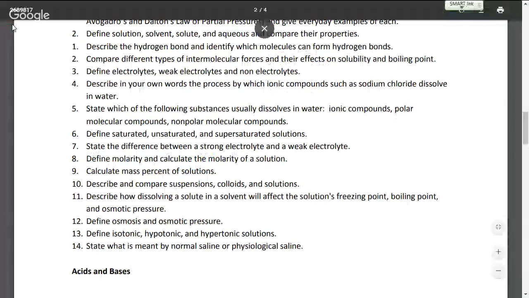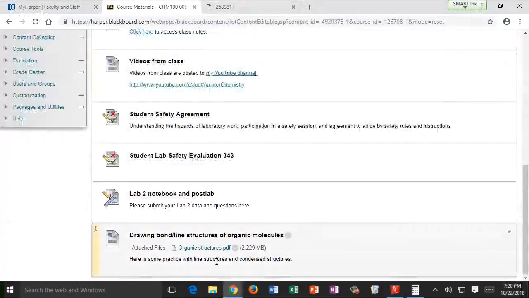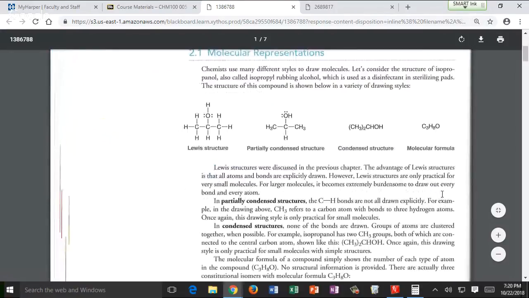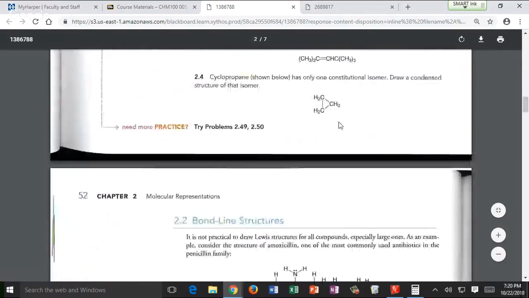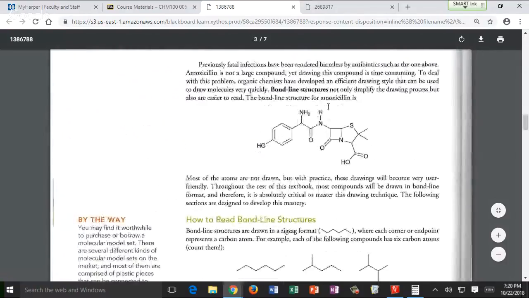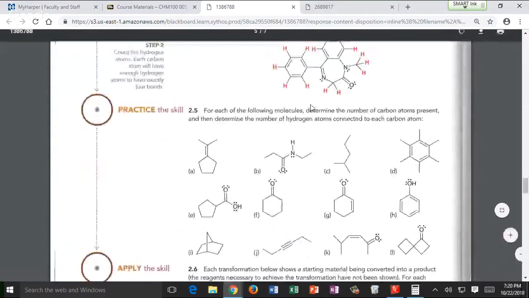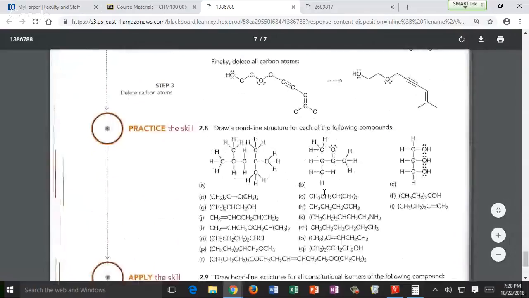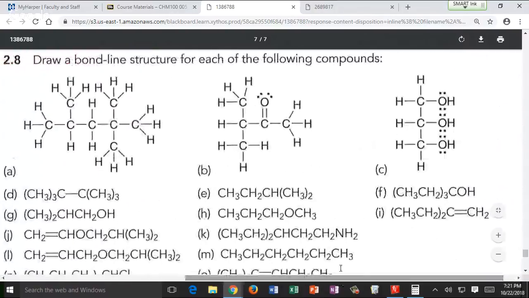By the way, if you want more practice with this kind of stuff, I put some in the notes folder, or the course materials folder. I didn't think our book did a great job of having enough practice with drawing these types of structures. So I scanned in this chapter of a different book that is a lot more obvious and descriptive about it, and has a lot more practice. So let's try some of these.